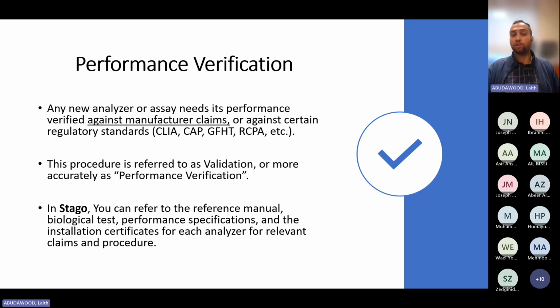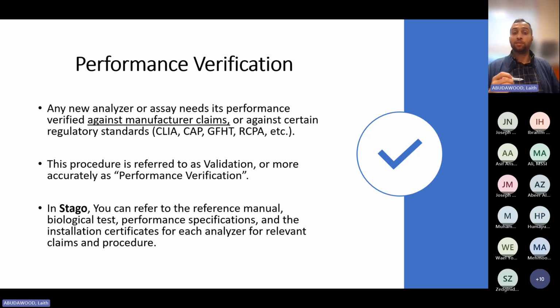Validation, if you want to be technical about it, is simply this: I, as Stago, have made a new test. I will call it test X. I invented this test. This test, for example, is used to measure factor 13, so to speak. So I need, as Stago, to make sure that this test actually measures factor 13, and doesn't measure something else.